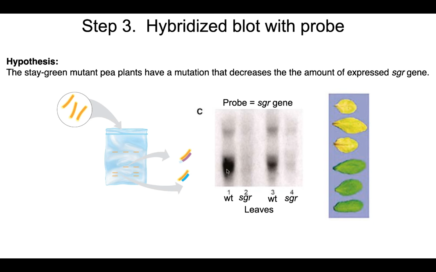And you can see in the wild type, which is lane 1 and lane 3, you got lots of that RNA. But take a look in lanes 2 and 4 that represent RNA that was purified from these stay green, you don't see that RNA. So this supports their hypothesis that something is wrong with these particular mutant leaves, that they don't produce the specific messenger RNA, and that's the reason why they have this mutant phenotype.